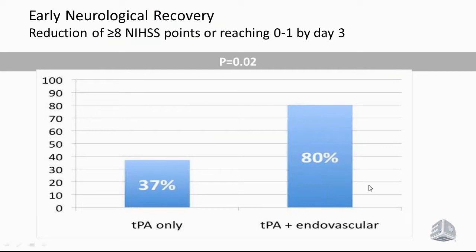So if you look at that, 80% of patients with TPA and stent retrievers did actually, in fact, get that kind of a response, which I find quite remarkable, quite honestly, almost unbelievable. That's such a good response.